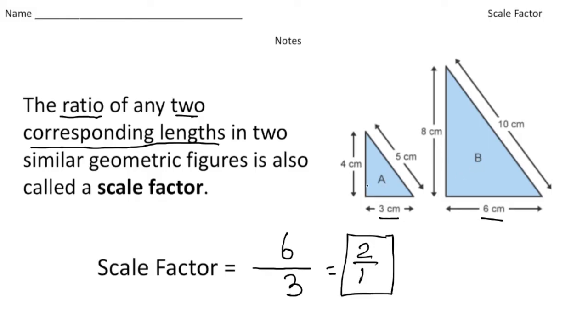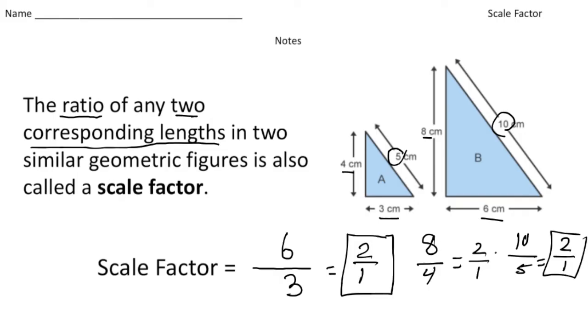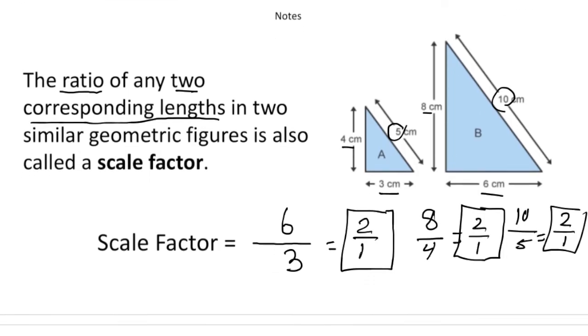Now to check that, let's try it with the two other sides. Here we have side 4 and side 8. Again, if I do 8 divided by 4, we also get 2 to 1. So again, the scale factor is 2 to 1. And then finally, if we do side 5 to 10, and I do 10 divided by 5, we get 2 to 1. Because these are all the same ratio, we know that the shapes are similar.